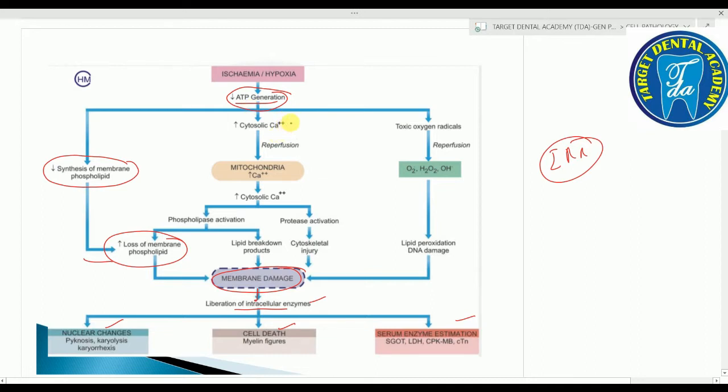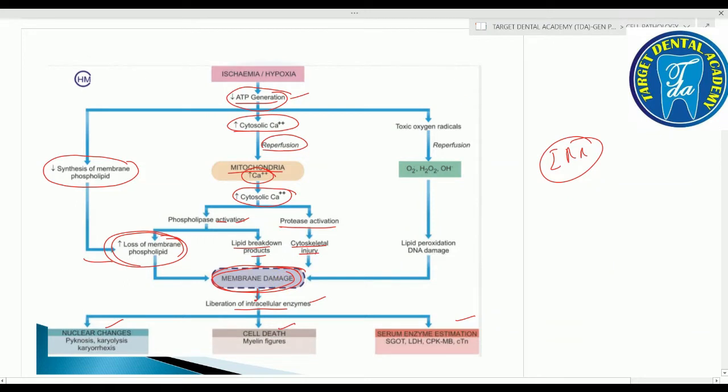In the second condition, when there is decreased ATP generation, it leads to increased cytosolic calcium ions, and with reperfusion in the mitochondria, there is increased calcium ions, which leads to increased cytosolic calcium ions. And there are two conditions: the phospholipase activation, which increases the loss of membrane phospholipid, while second is the lipid breakdown product, which leads to membrane damage. And second, when there is increased cytosolic calcium ion, there is protease activation, which leads to cytoskeletal injury, and which finally leads to membrane damage.